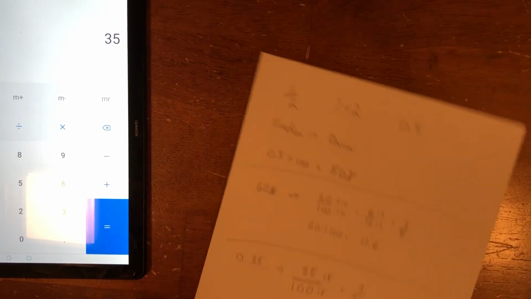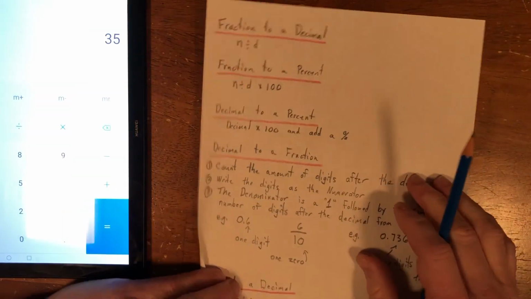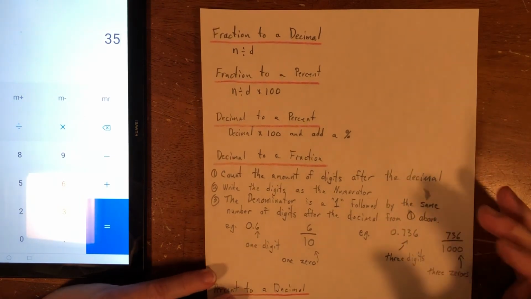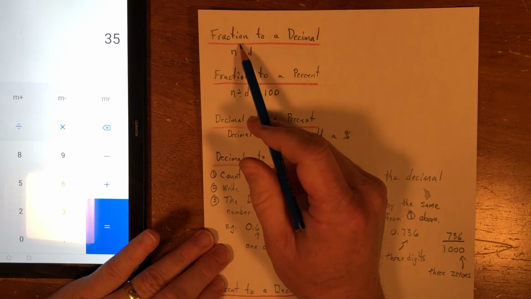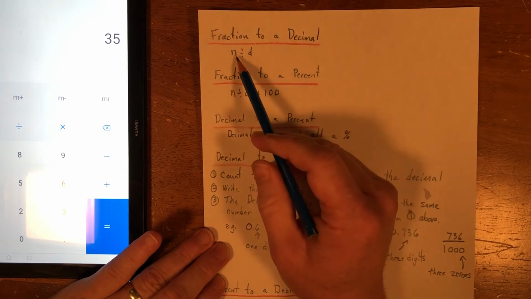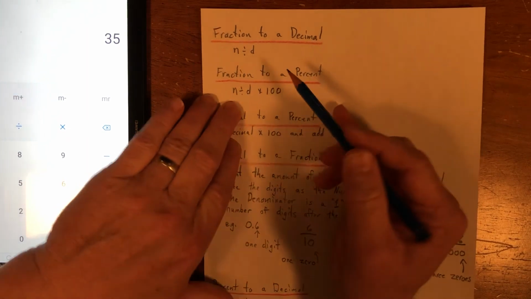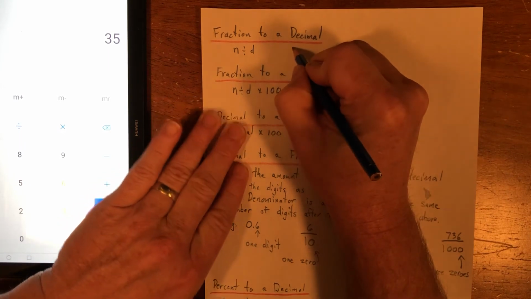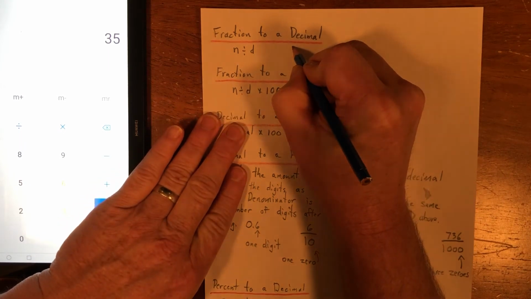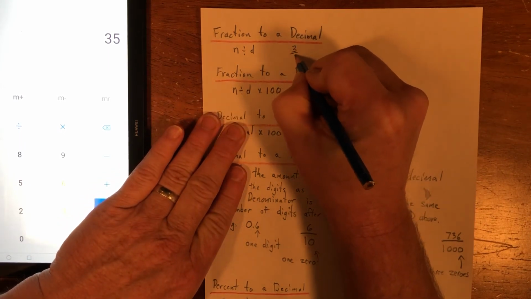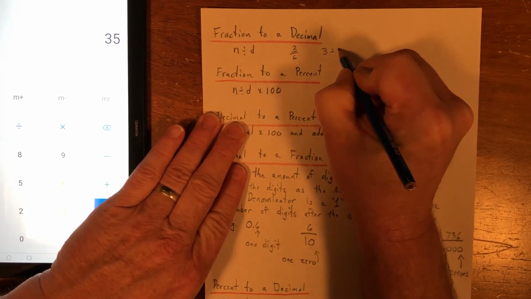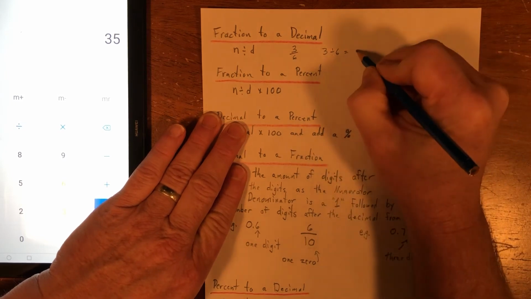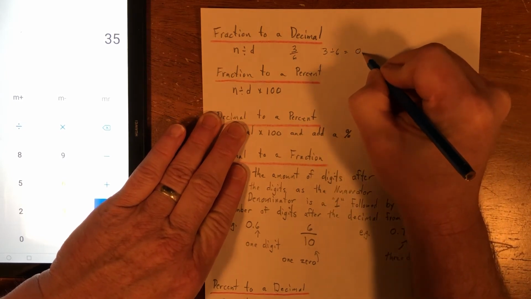So what I did was I prepared this page. This would be your math journal note, a modified version. So again, to go from a fraction to a decimal, you just take your numerator and you divide it by the denominator. So for example, if we take a fraction of, say, 3 over 6, all we do is we take 3, divide it by 6 on our calculator, and you'd get 0.5.